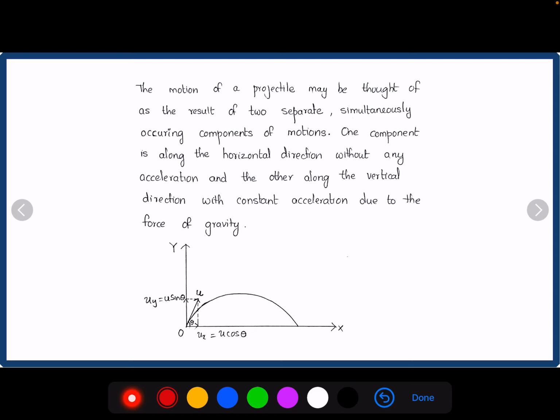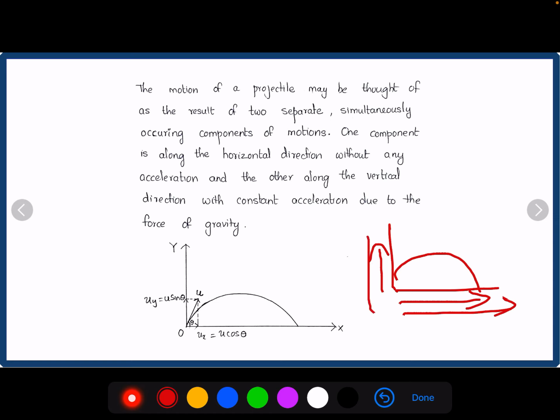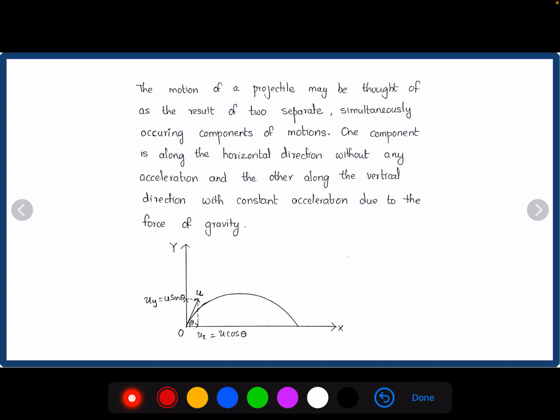Example, if you take this projectile motion, one way it is going front, another way it is going up. That means horizontally it is moving forward and vertically it is moving upward. That means it is a combination of two motions. One is a horizontal motion, another is a vertical motion.